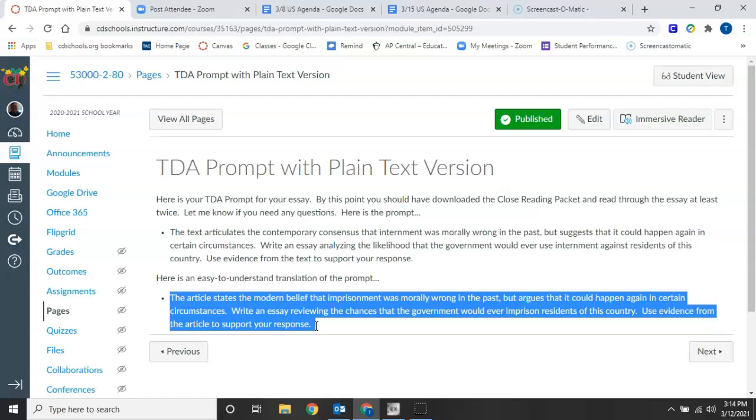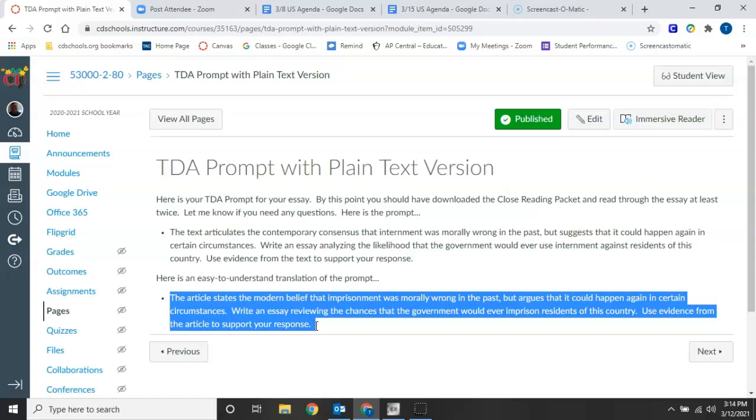You may believe the one side, that you hope it never happens, which is a great stance to take, but you can also argue that it's possible based on certain circumstances. If you go back to the article, we also found parts of the article that would give you evidence that supports yes and no.